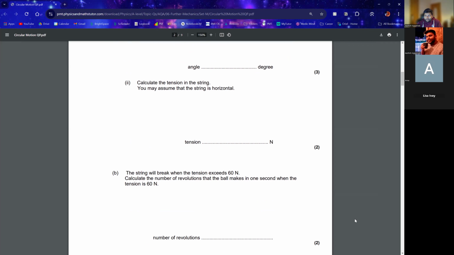Yeah, I got 724.7 degrees, which is equivalent to roughly 2 revolutions. Good, very good. So yeah, 2 is the answer.